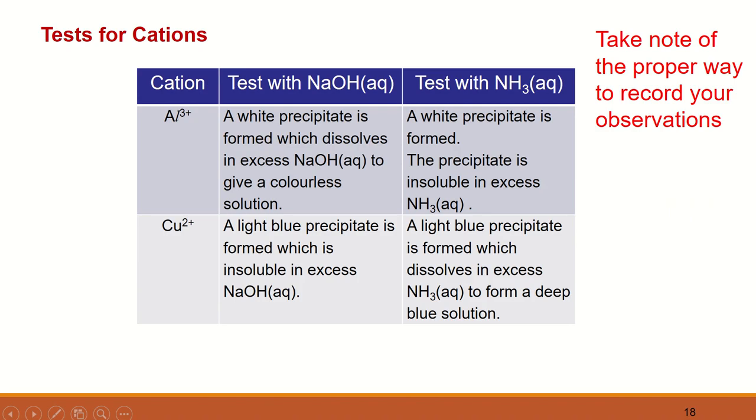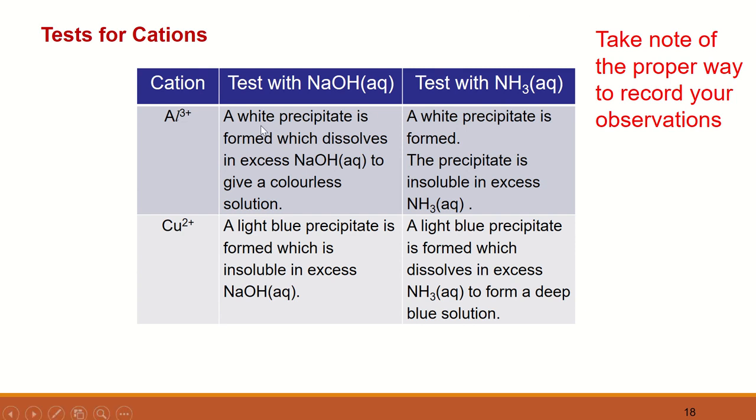So for cation test, the procedure is split into two parts. The part where you add dropwise the test reagent, sodium hydroxide or aqueous ammonia, and the part where you add excess of the test reagent. So when you record your observation, you have to clearly tell us what is observed at these two steps.